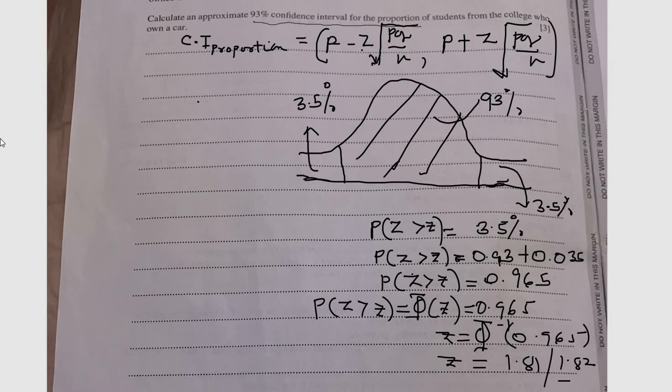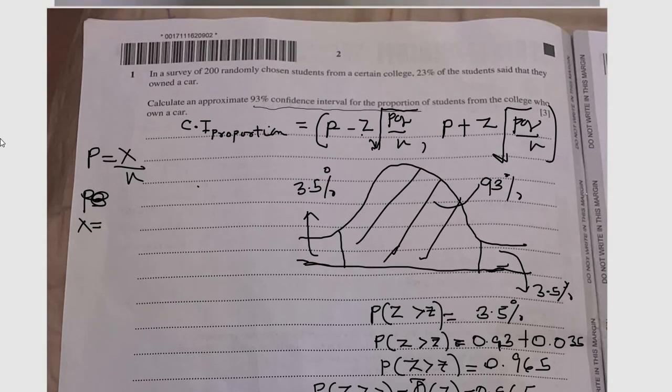Now, what's our P? P is the sample proportion. The formula is x over n. So the sample proportion P is x over n. What is x? The person said 23% of students said they own a car. So 23% of 200 gives us 46. So P will be 46 over 200.